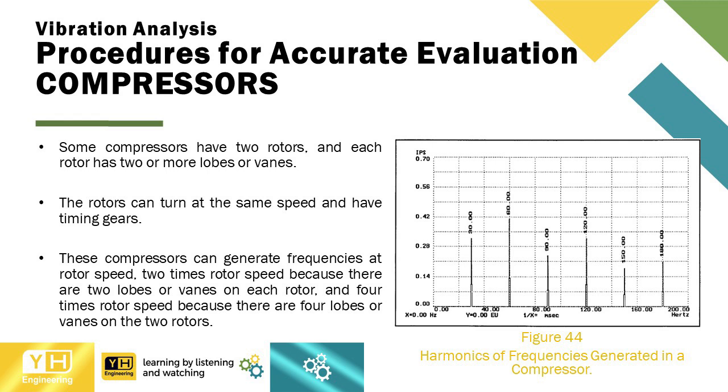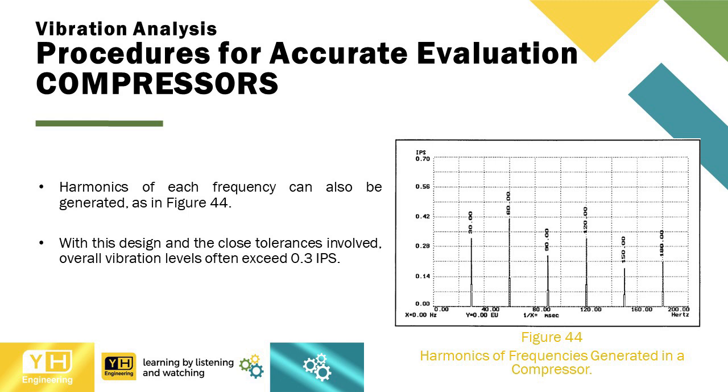The rotors can turn at the same speed and have timing gears. These compressors can generate frequencies at rotor speed, 2 times rotor speed because there are 2 lobes or vanes on each rotor, and 4 times rotor speed because there are 4 lobes or vanes on the 2 rotors. Harmonics of each frequency can also be generated, as in Figure 44. With this design and the close tolerances involved, overall vibration levels often exceed 0.3 inch per second.